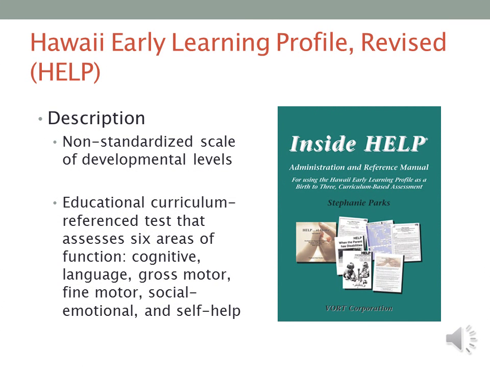The fourth assessment I will be discussing is the Hawaii Early Learning Profile Revised, also known as the HELP. It is a non-standardized scale of developmental levels. It is an educational curriculum reference test that assesses 6 areas of function: cognitive, language, gross motor, fine motor, social-emotional, and self-help.